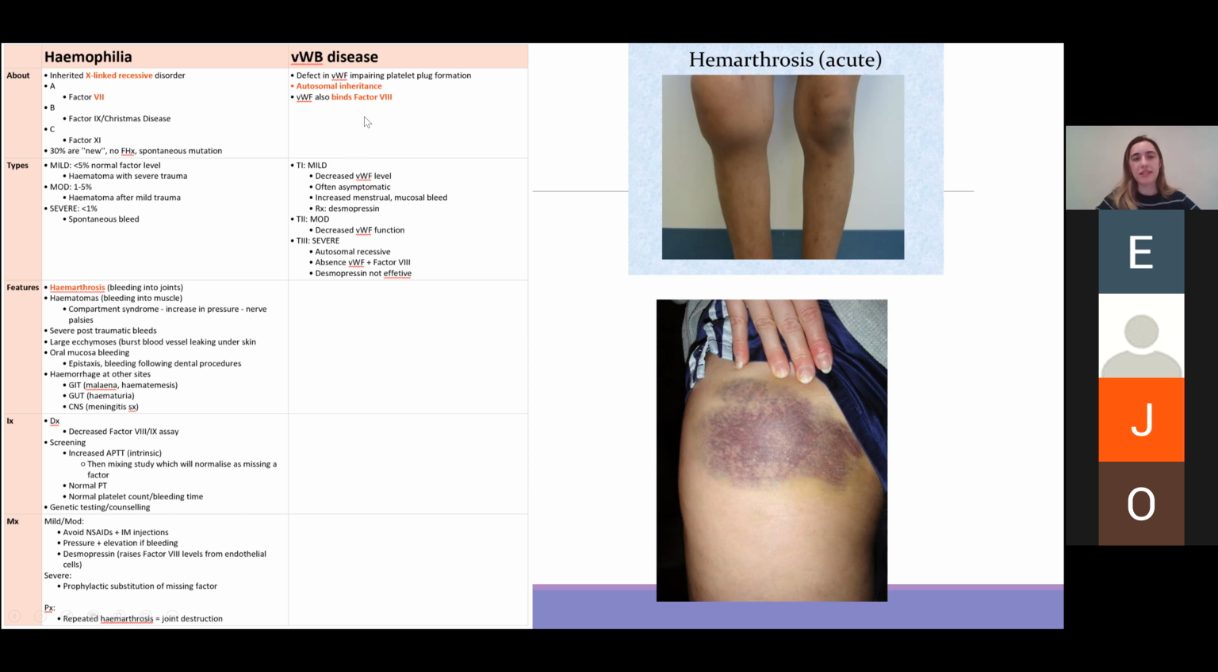And von Willebrand disease is an autosomal condition, and it impairs your platelet plug. It's good to know that von Willebrand factor is actually really important in helping factor VIII function. So that's not much about that condition. And this is just an example of ecchymosis, which is burst blood vessels and a lot of bleeding that you might get in hemophilia.